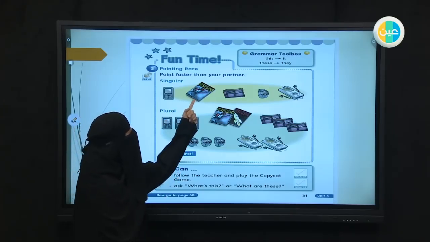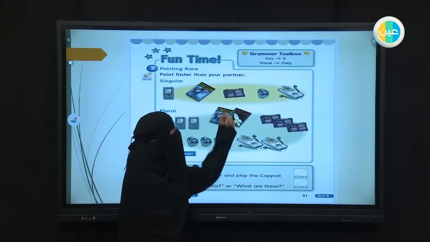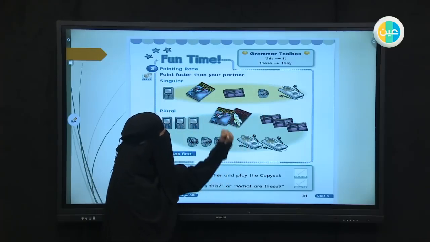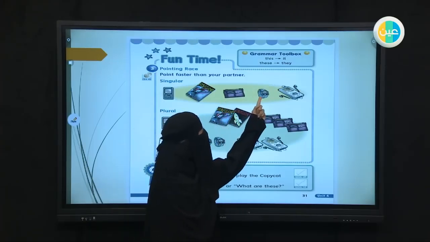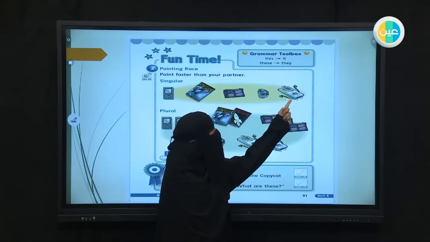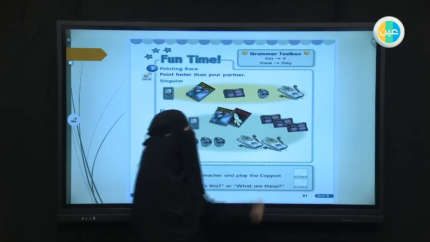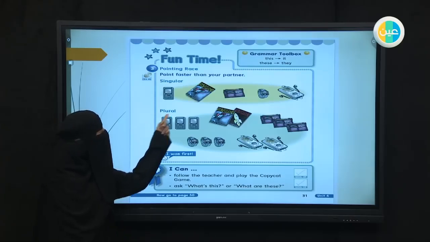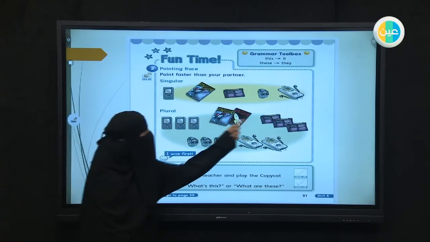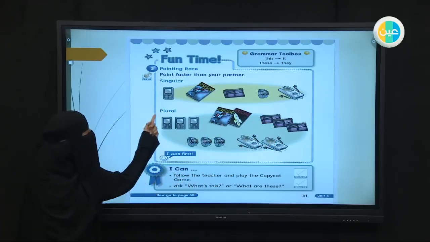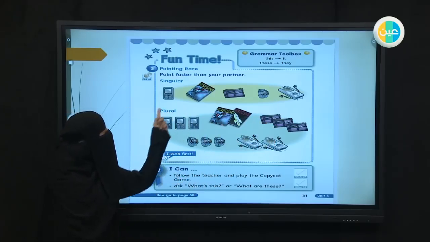Good. It's a comic. What's this? You're going to use it. It's a wallet. What's this? It's a watch. What's this? Very good. It's an MP3 player. Well done. Now let's go to the plural. As you see, we have here more than one, sometimes two, sometimes three, or even more. Plural. What are these? You see how I changed my question?